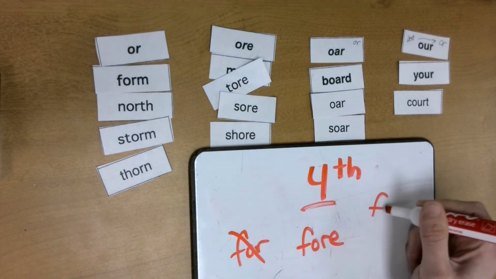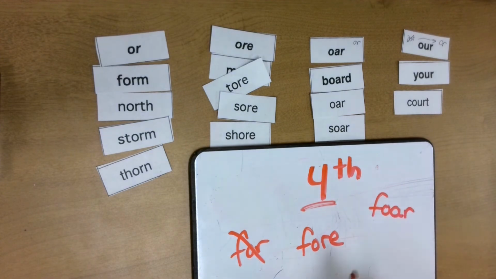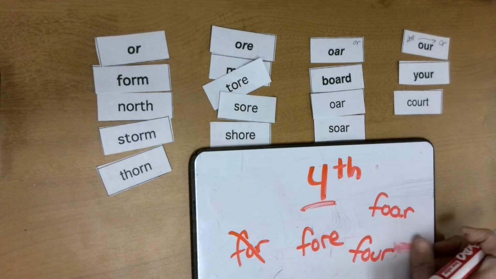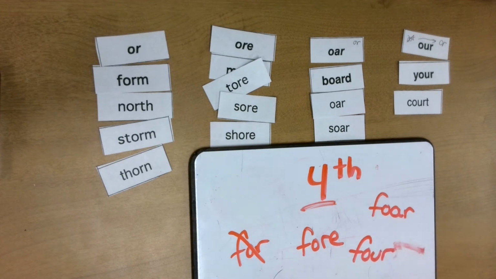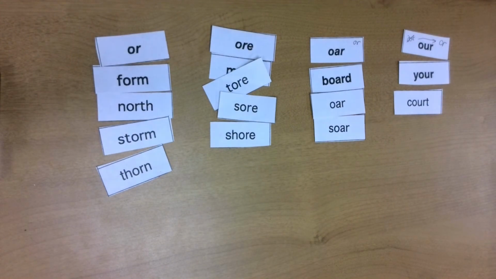Is it for, or is it for? Which one of those is the number word for? All right, this one right here. And then we've got our TH at the end. Fourth.